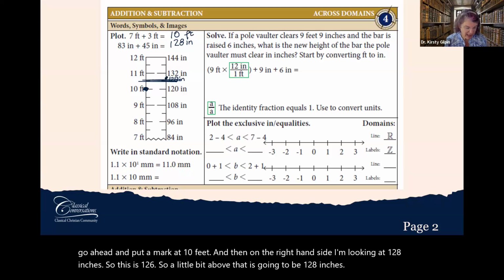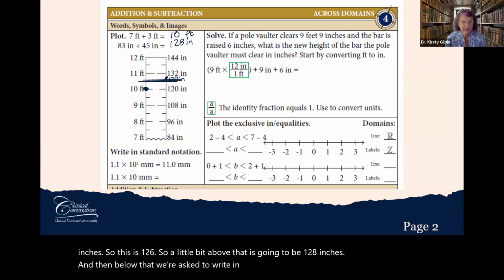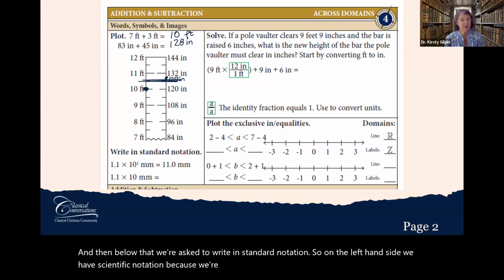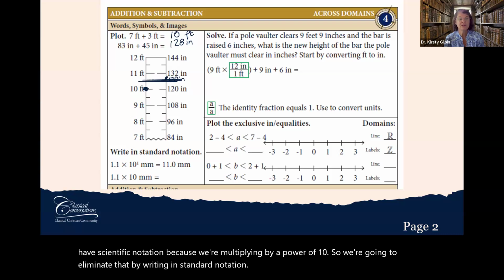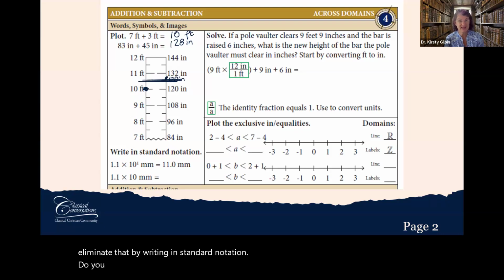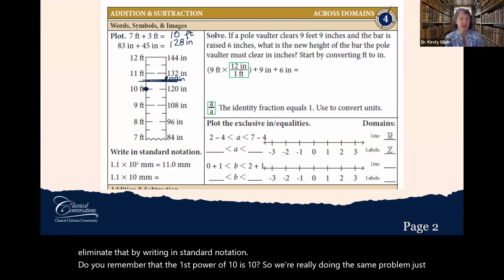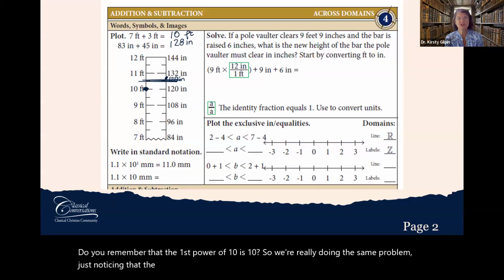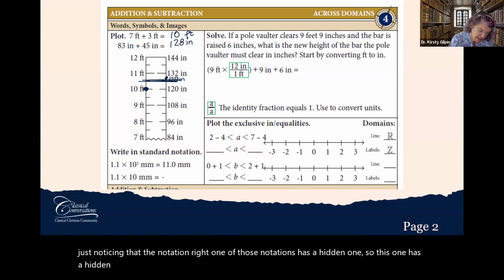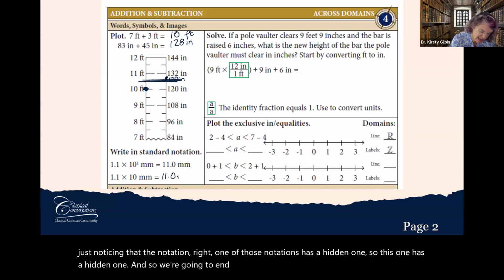And then below that, we're asked to write in standard notation. So on the left-hand side, we have scientific notation because we're multiplying by a power of 10. So we're going to eliminate that by writing in standard notation. Do you remember that the first power of 10 is 10? So we're really doing the same problem, just noticing that one of those notations has a hidden 1. So this one has a hidden 1. And so we're going to end up with the same answer.